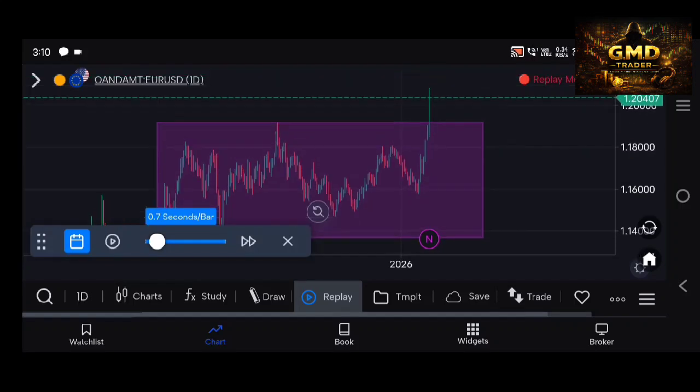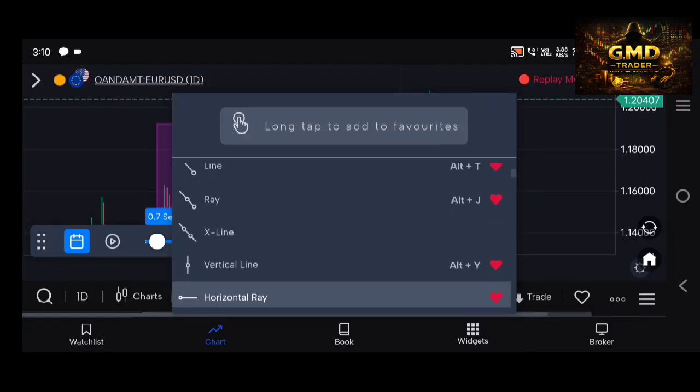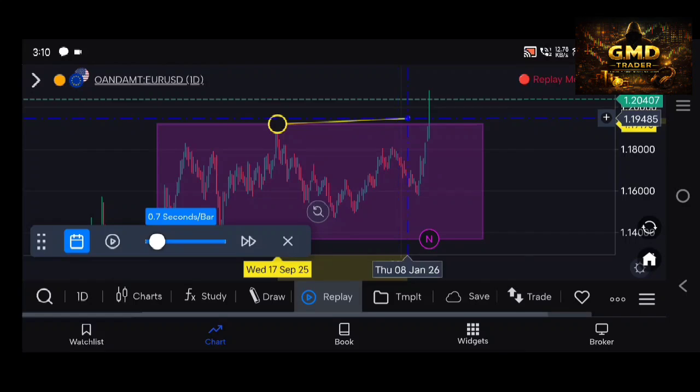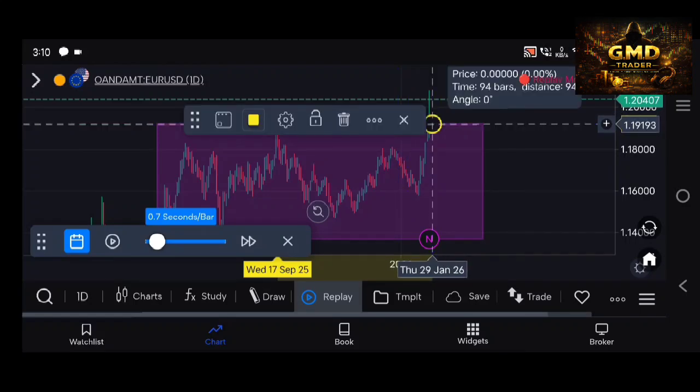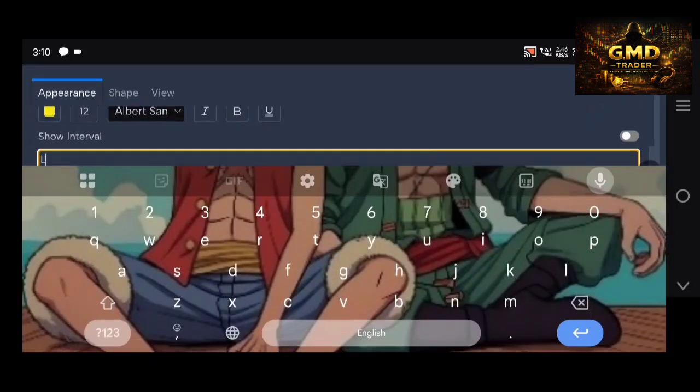So here, after crushing the high with huge volume and a big spike, most traders think that it's a breakout and now we are going to trade in the same direction to the upside. But here most of them are trapped.